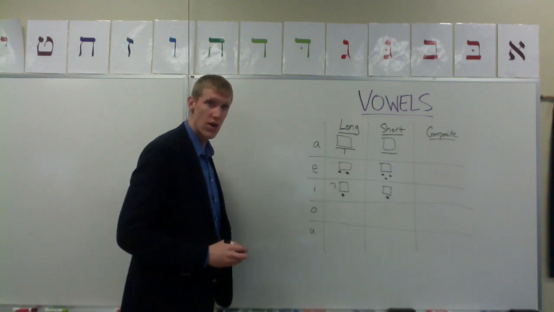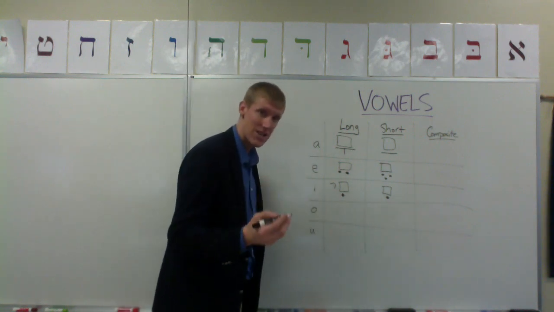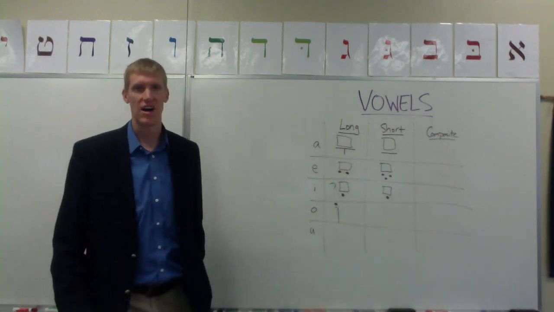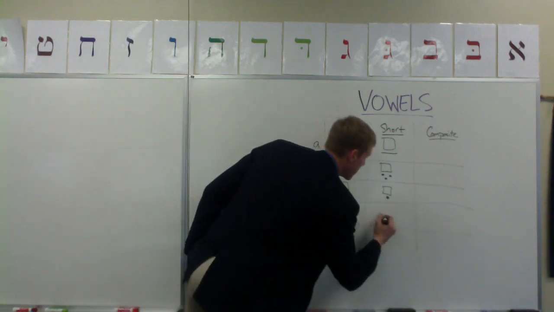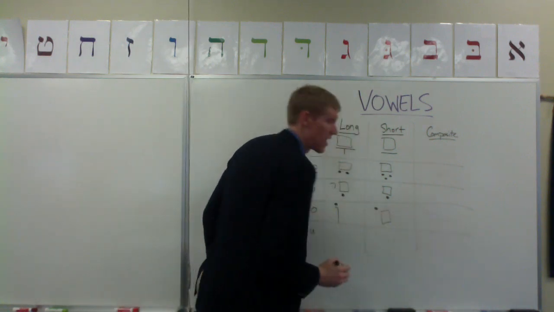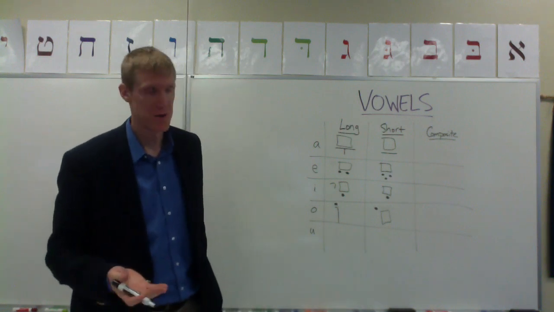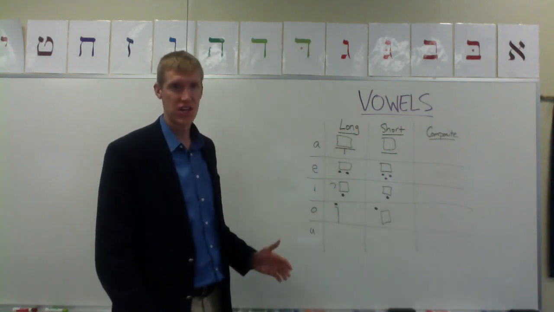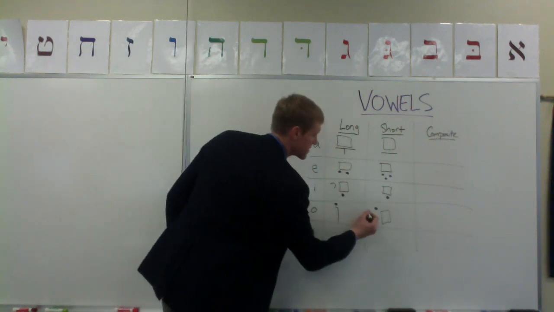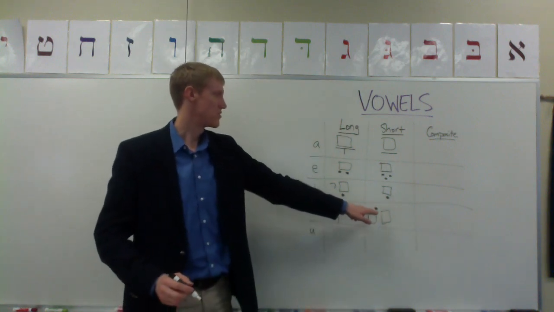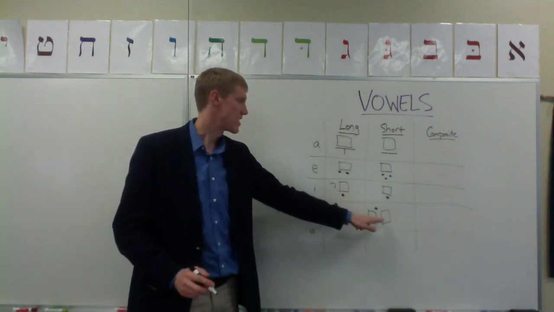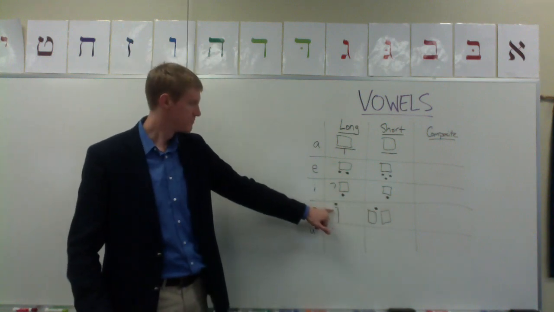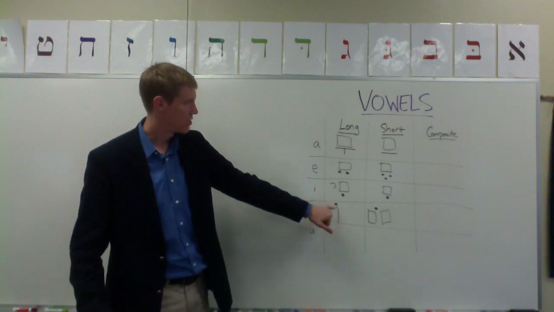Here we have our O vowel, which is another consonantal vowel. The holim vav. And the short version is just the holim. The holim is the one vowel that is actually above the consonants. You can see here it's above and to the left of, so it generally is between two consonants. And for the holim vav, it's just a holim on top of the vav.